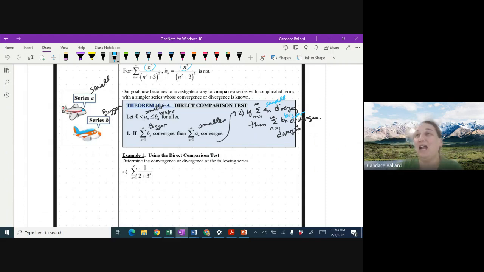What does not happen, okay: if the bigger diverges, the smaller does not necessarily diverge. If the smaller converges, the bigger does not necessarily converge. Okay, so here's the acronym for this one. It's bigger converges, smaller converges; bigger diverges, smaller diverges. We call it BCSD a lot of the time instead of comparison test. Okay, but that's what that means.